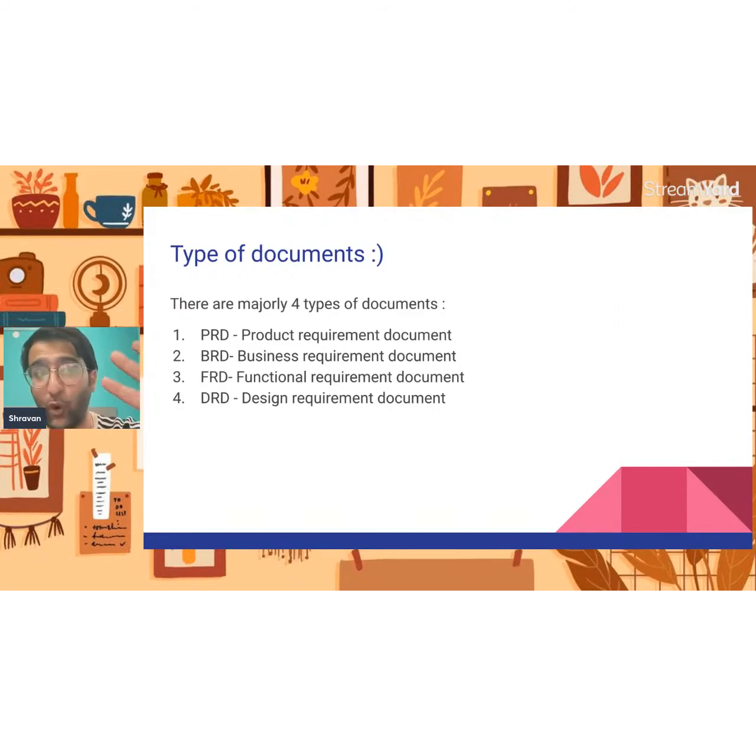Now there are 4 types of documents. The first document is called a product requirement document. Second document is called a business requirement document. Third document is called a functional requirement document.